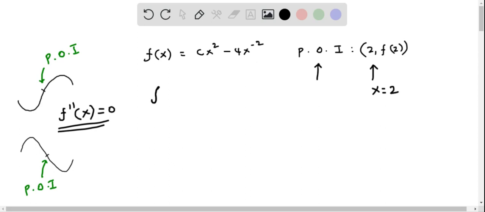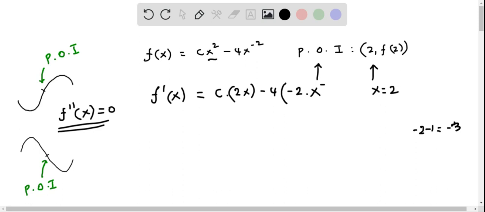First, let me find the first derivative by differentiating both sides of f of x. So I write f prime of x, and this equals c times the derivative of x squared, which is 2x. This is using the power rule, minus 4, and then the derivative of x raised to the power of minus 2: I put the power minus 2, and then raise x to the power of minus 2 minus 1, which equals minus 3. So it is x raised to the power of negative 3.